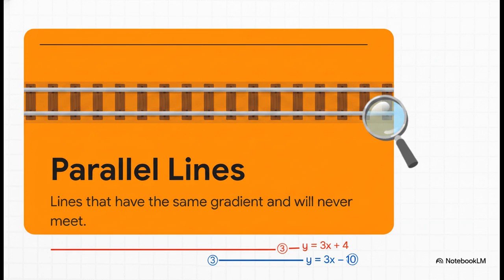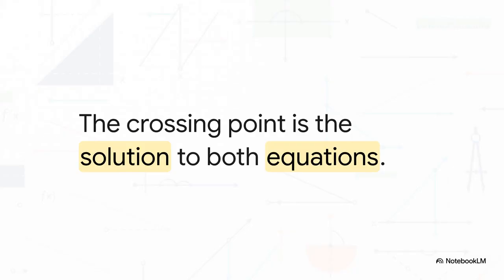Now, in advanced exams, you are definitely going to be asked about line relationships, especially parallel lines. Visually, you can spot these easily. They're like train tracks that never ever cross. Why? Because they share the exact same steepness. If you see two equations, say y equals 3x plus 4 and y equals 3x minus 10, the fact that both have a gradient of 3 tells you the whole story. They are perfectly parallel. But what happens when those gradients are different?